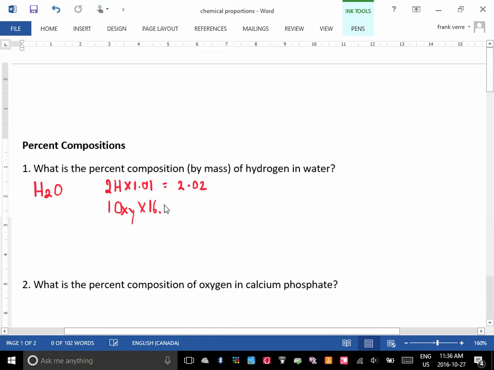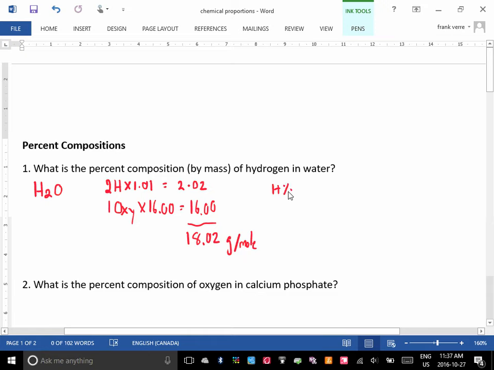16.0? So that would be 1 of them. So that's 16. So the molar mass of water then should be 18.02 grams per mole. So what would be the percent due to hydrogen?